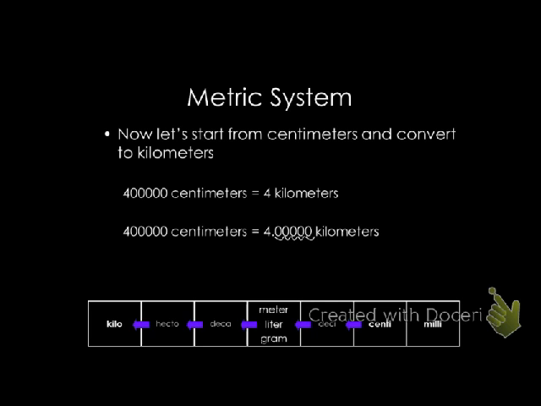So let's say we start with 400,000 centimeters. If we move our decimal point 5 times to the left, it would produce the number 4. So 400,000 centimeters, which is a huge number, could be better represented with kilometers, and just saying that it would be 4 kilometers.